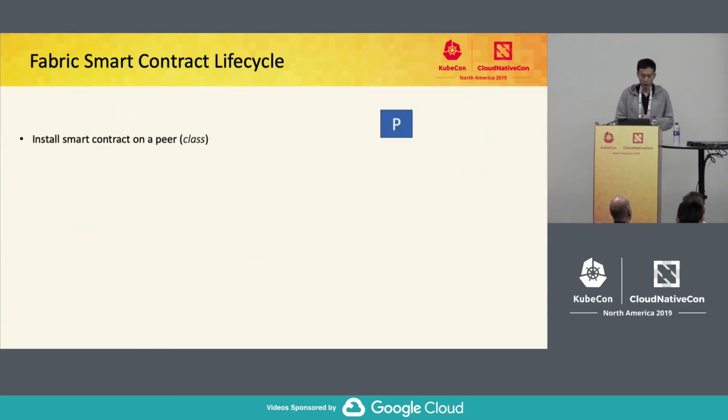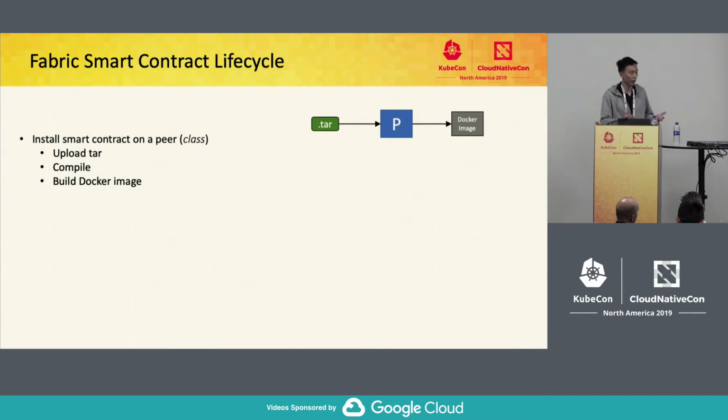And then let's talk about the lifecycle of the smart contract today. Firstly, you have a Fabric peer that's running. Then you install a smart contract on the peer. Basically, what you do is upload the tar, and the peer will extract the content of the tar, basically Golang or Java code. And that peer relies on a local Docker daemon to spawn a compiler container, compile the code, get the output, build that output into a Docker image, and store that locally in the registry.